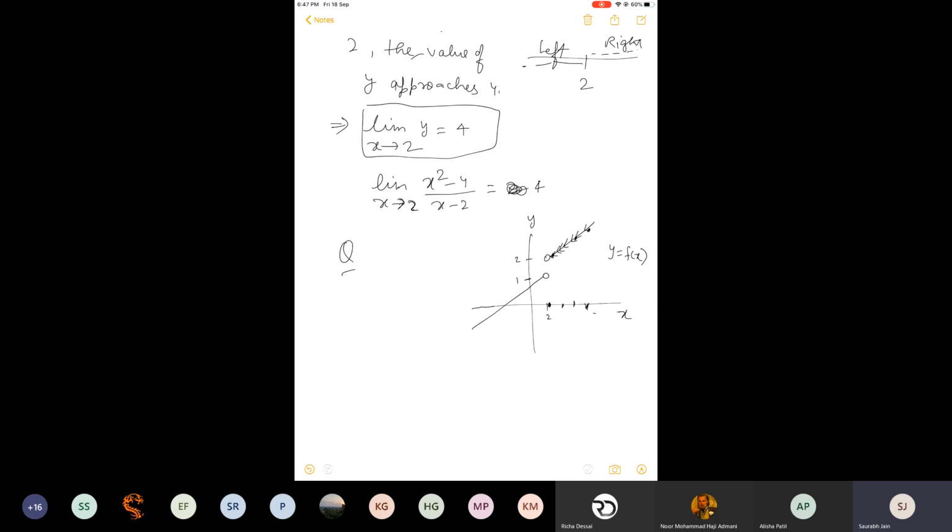Now if you have understood this, can anyone tell me: if I approach x equal to 2 from the left hand side, what will be the approaching value of y? Yes, anyone? See, read the graph. Try to read the graph. We are coming towards x equal to 2 from the left hand side. As a result, where will y move? This is the question. It is visible from the graph only.